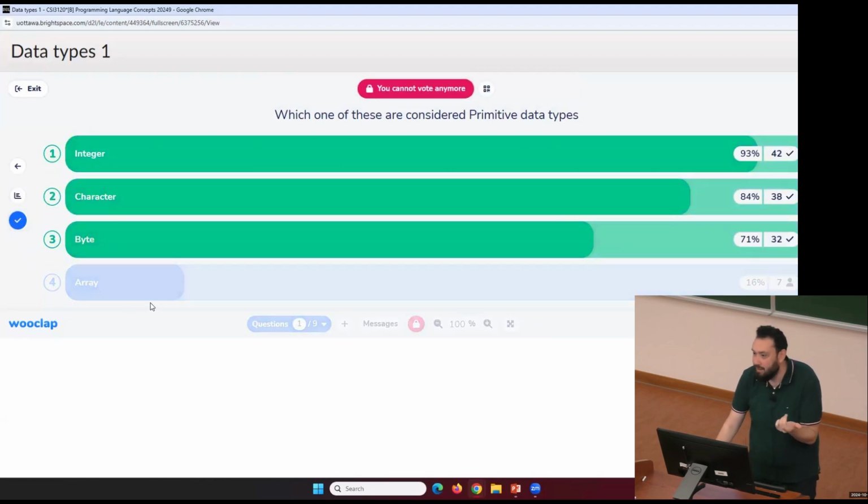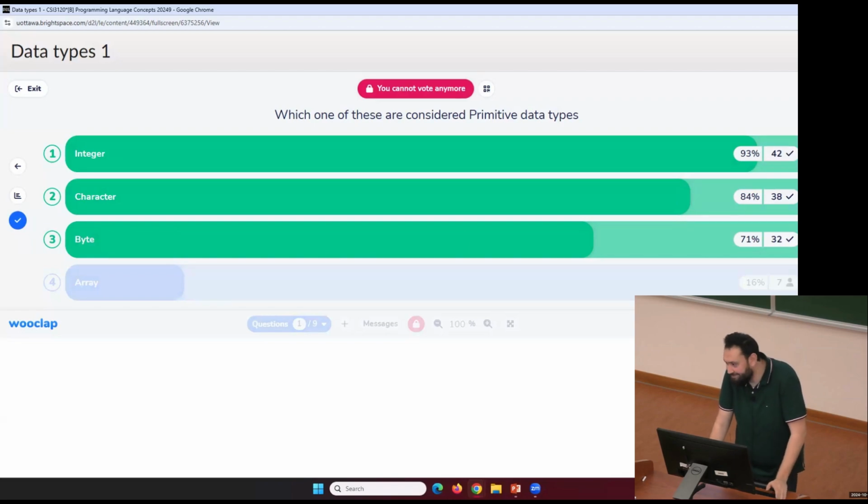Arrays are not primitive, guys. We said arrays, we can loop through them. It may be primitive, I don't know. On Friday, we're going to talk about arrays.